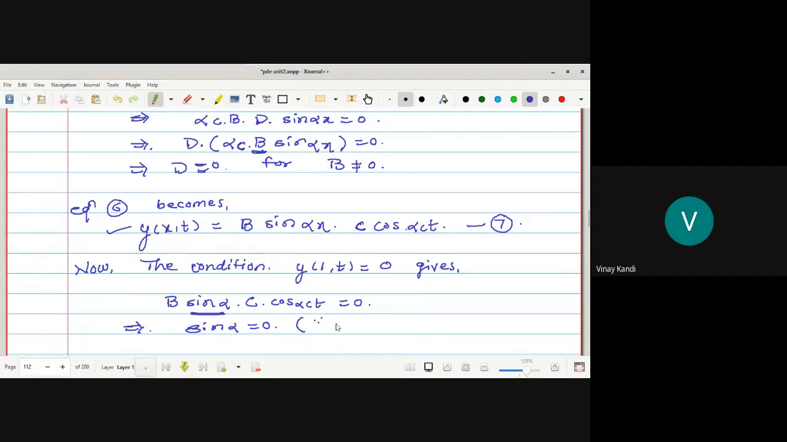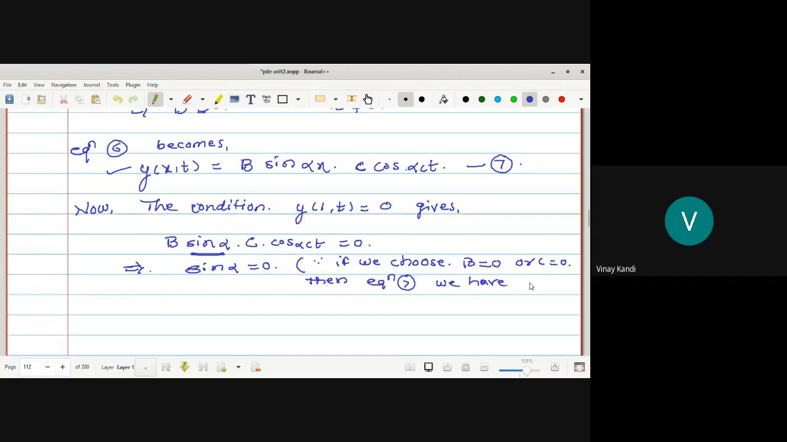Look at here. If we choose b is equal to 0 or c is equal to 0, then in equation 7 we have only trivial solution. Suppose b is equal to 0 and c is equal to 0, then your total function y of x t will be 0. That's why we have taken sin alpha is equal to 0.